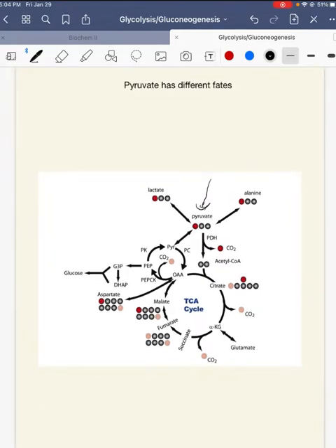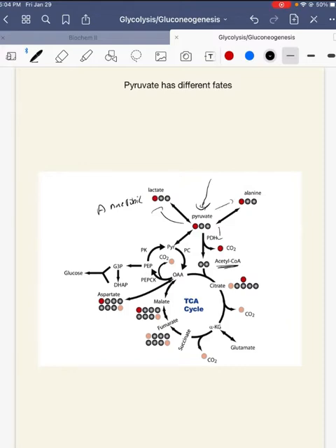Pyruvate can enter the pyruvate dehydrogenase complex, and it can be made into acetyl-CoA. So this would be your route if you want to run TCA. It can also be converted to, I don't think they have it here. Oh wait, they do. It's right here. It can be converted to lactate. So this would be your anaerobic route. And it can also be converted to alanine.